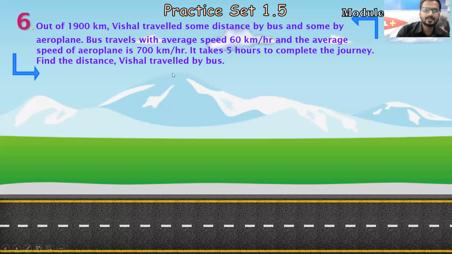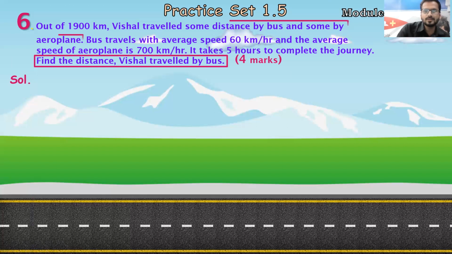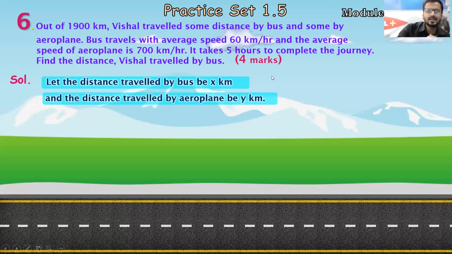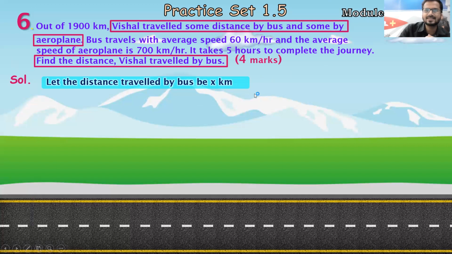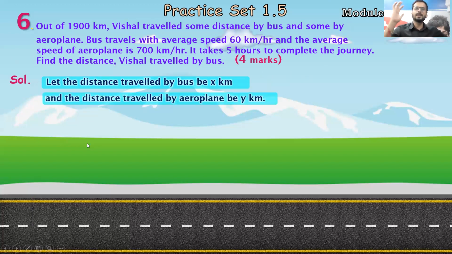All right, let's get started, students. Since they have asked us about the distance, so we will assume the distance. Let the distance traveled by bus be x kilometers. Now they have not asked the distance about the aeroplane. But still, since it is the equations in two variables chapter, we have to assume another distance, which is the distance of the aeroplane. So we will say, let the distance traveled by aeroplane be y kilometers.